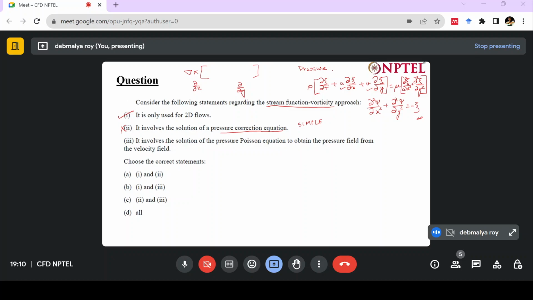The third point is it involves solution of a pressure Poisson equation to obtain the pressure field from the velocity. Here we see that we are doing this iterative method, and we try to find out the solution of only u and v. Now what happens when we finally obtain a converged solution for u and v? We also need another variable solution, because our dependent variables are not restricted to velocity, but also include the pressure. The pressure that we eliminated is also something that we wanted to find.